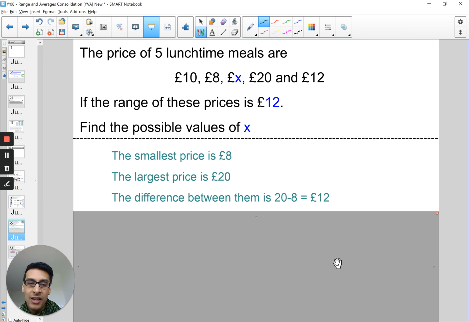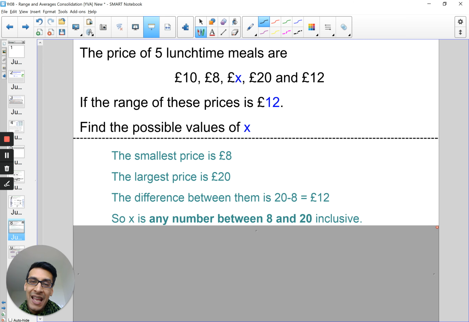So x, therefore, has to be any number between 8 and 20, because if it was bigger than 20, the range would not be 12 anymore, or if it was less than 8, then it would also not be 12 anymore. For example, if the price x was 21, then the new range would be 21 take away 8, which would not give you 12. Now it says inclusive. That means that you can also have the numbers 8 and 20 included. So x could be 8, 9, 10, 11, 12, all the way up to 20, but nothing outside of those numbers.